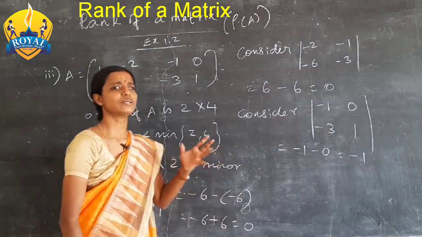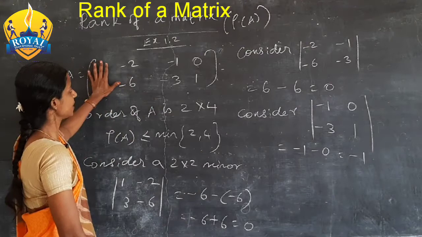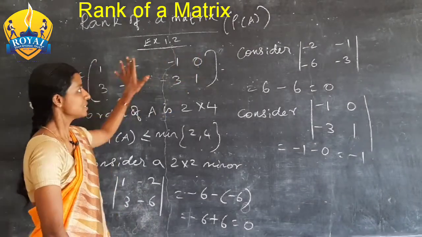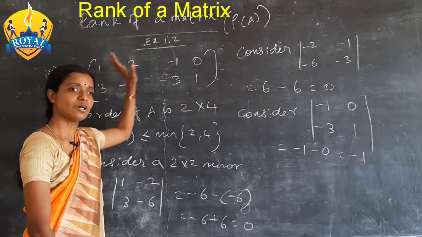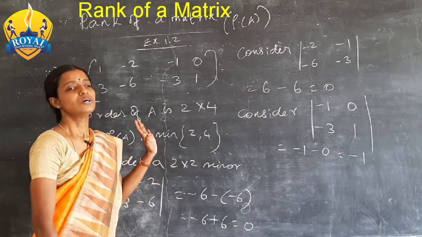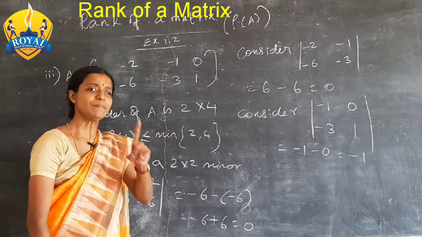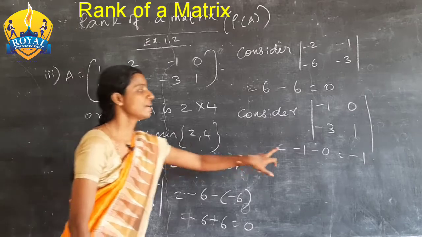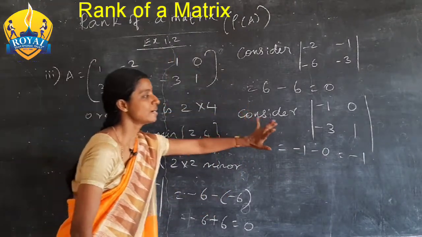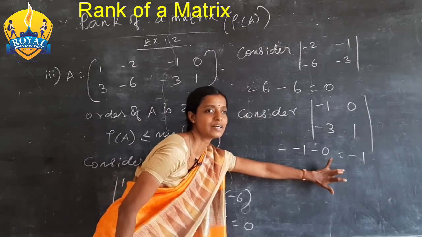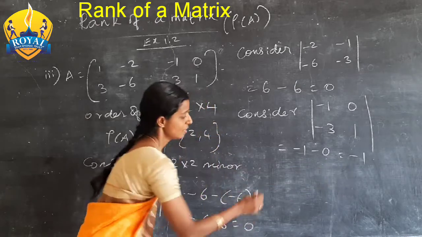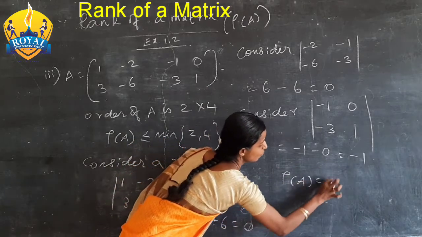Now what are all the other 2 cross 2 minors? I can consider the first column with the third column, first column with the fourth column, second column with the third column, second column with the fourth column. So there are many possible 2 cross 2 minors for the given matrix. If one minor does not vanish, automatically my rank becomes 2. Since the third minor didn't become 0, I have a non-zero element, minus 1. So my rank of A is equal to 2.